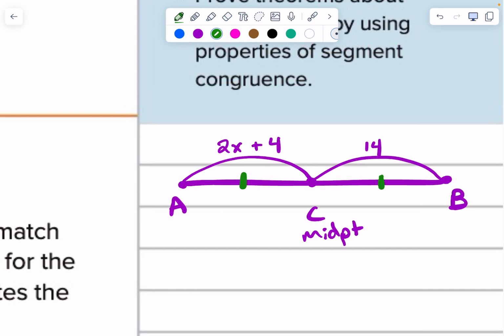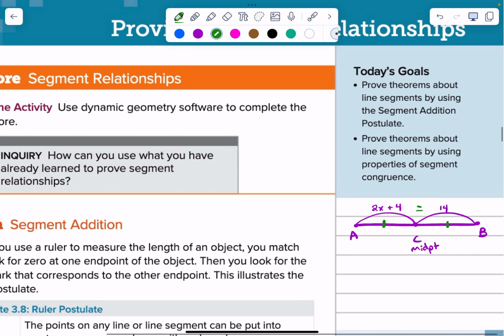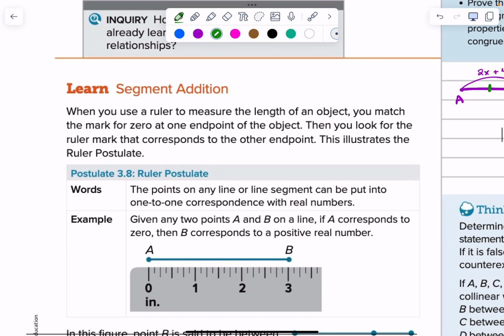This length is the same as that one, yeah? So I can set those two equal, and then I can solve for x, right? Subtract the 4, divide by 2. Some of you guys did that in your head really, really super fast. Okay, this is proving segment relationships. All right. Okay, segment addition. Segment addition. You are adding segments together.